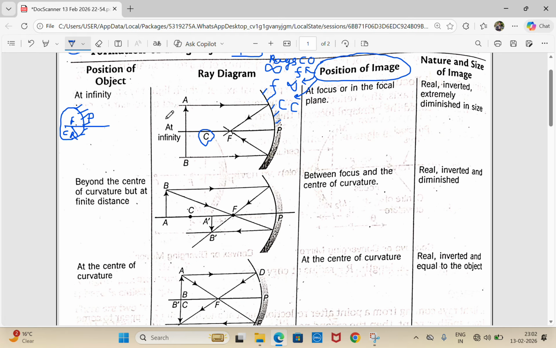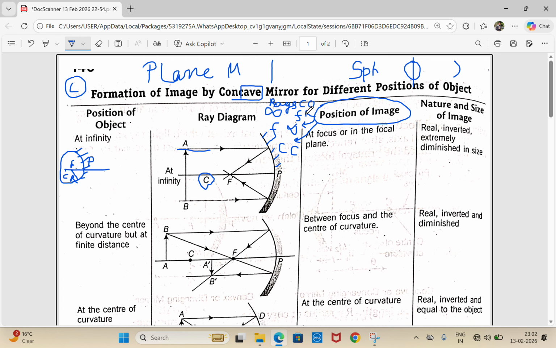Understand? So while the rays are coming from infinity, as we are seeing in this formula, the position of the image is the focus and vice versa. So for rays coming from infinity, you just draw the ray diagram as a straight line parallel to the principal axis of the concave mirror, and this is reflected back to the focus. And here you get an extremely diminished and inverted image.